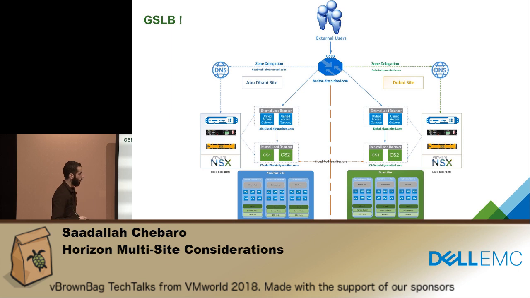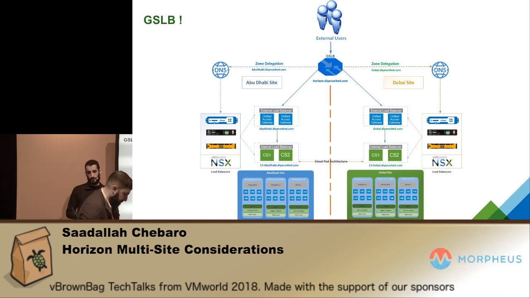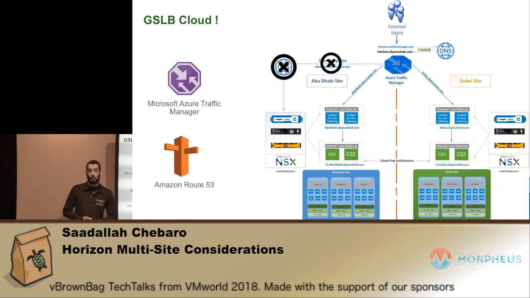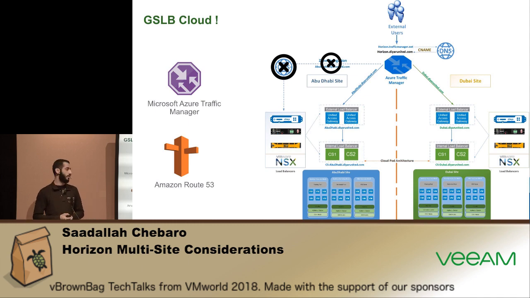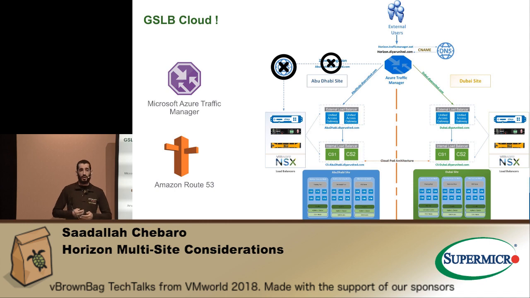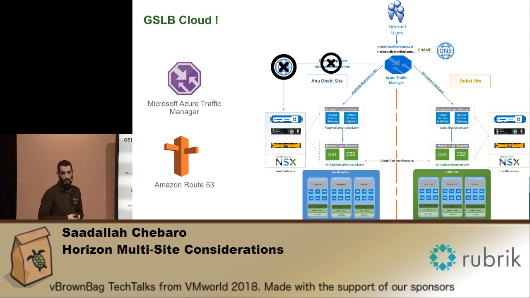Now, we want a better way of doing GSLB. Why? Because I don't want to pay a lot of money for a very simple DNS service. And this is where cloud comes into play. Everything is cloud now, so we have to do something with cloud. You have 2 services that can support GSLB without doing any DNS delegation and while paying very minimal fees. You've got Microsoft Azure Traffic Manager, and you've got Amazon Route 53. These are public services, and they're very, very cheap.